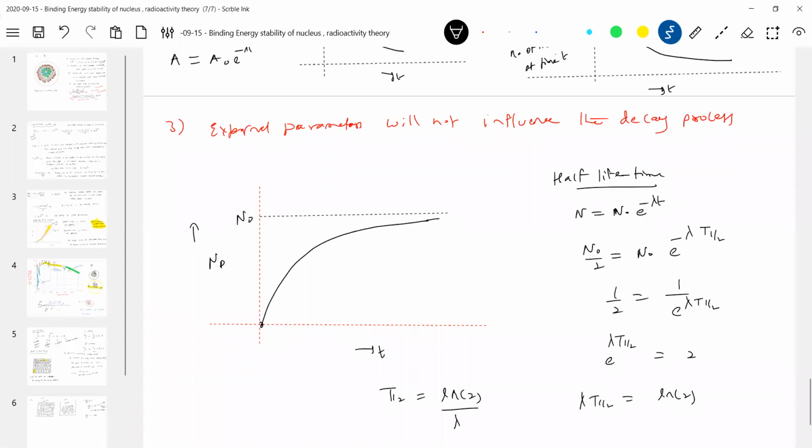Now you see, the time taken for the number to become half of the initial value depends upon the decay constant. Different materials have different decay constants. Like that, we can go for the average also. How do we calculate the average?